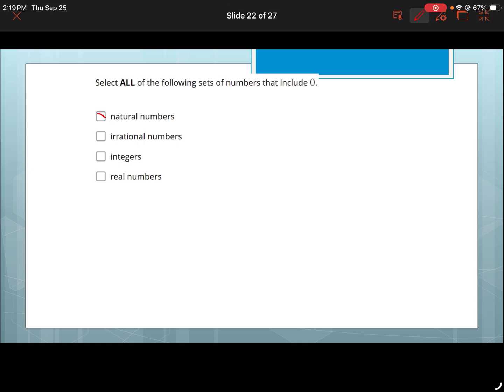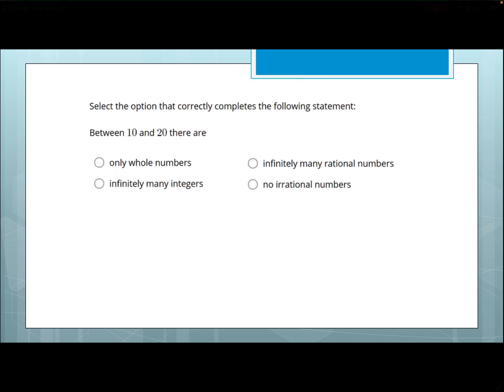Okay, what includes 0? That is your natural numbers. Wait, hold on, no, it's not. Yes, it is. No, natural numbers. No, it's not. It's your whole numbers that include 0. See, even sometimes I forget. Rational numbers, no. Integers, yes. Real numbers, yes. It's not natural numbers, because natural numbers are 1, 2, 3, not 0, 1, 2, 3.